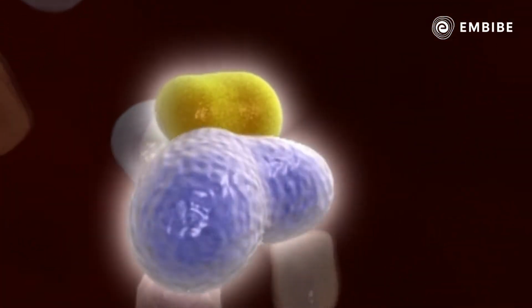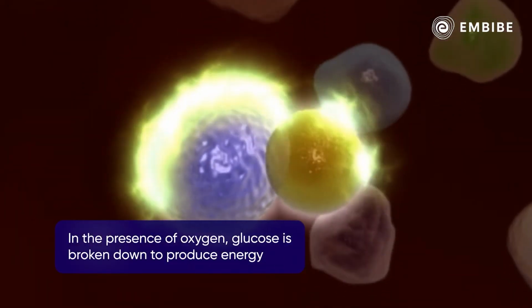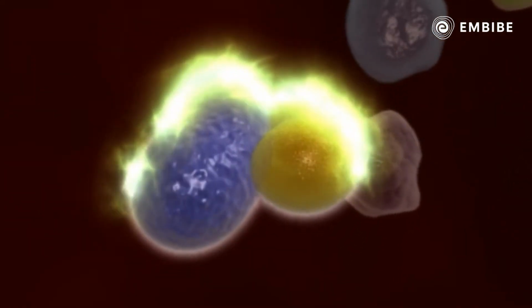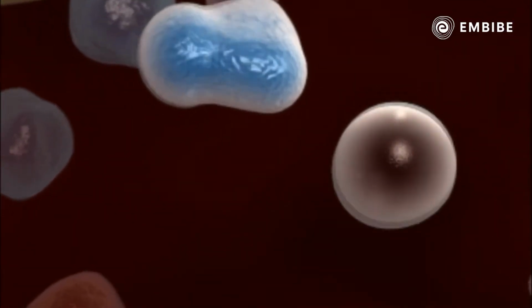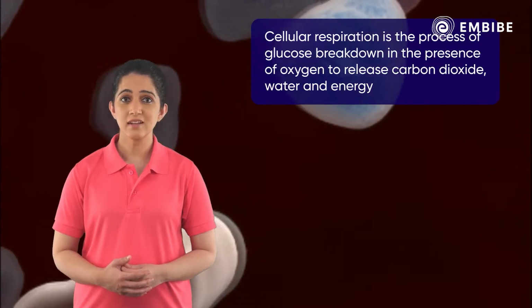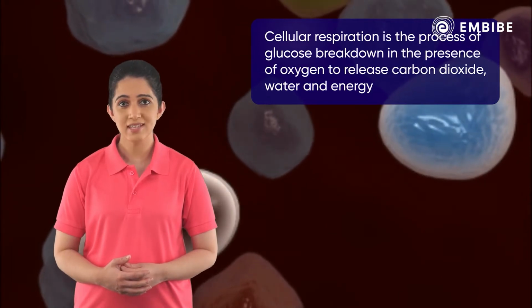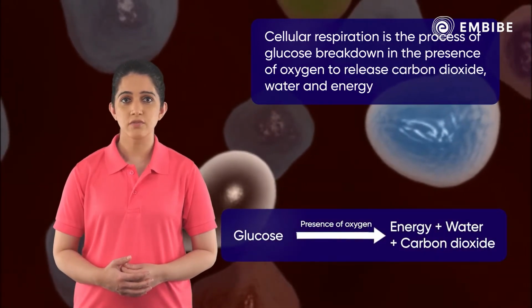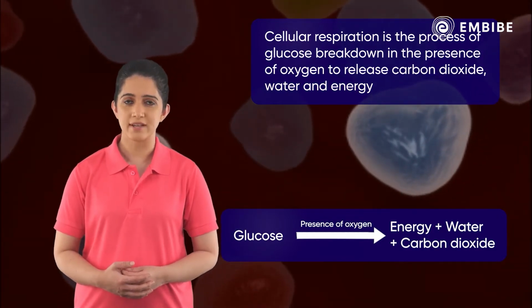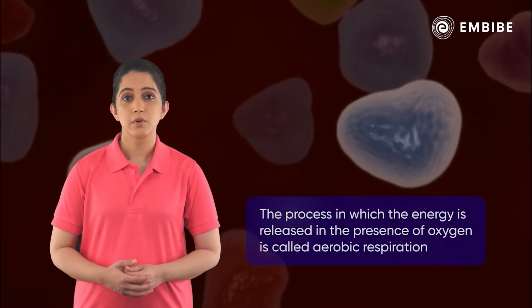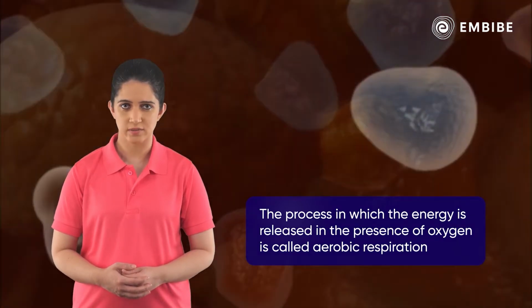Let's take a closer look at cellular respiration. In the presence of oxygen, a complex process of chemical reactions occurs to break down glucose, and carbon dioxide and water are released as byproducts. This is termed cellular respiration or internal respiration. This can be represented as glucose in the presence of oxygen breaks down to give energy plus carbon dioxide plus water. The process in which energy is released in the presence of oxygen is called aerobic respiration.